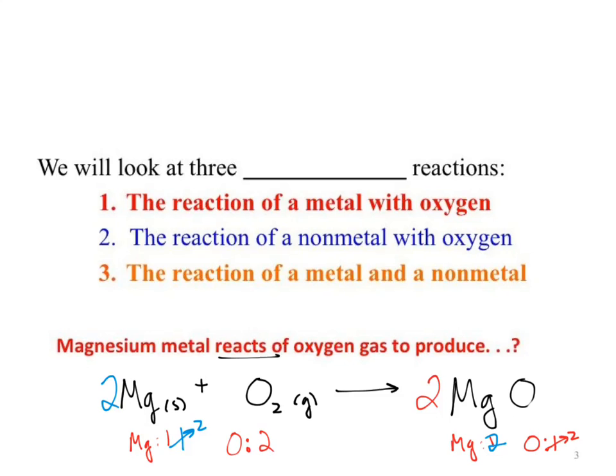How many oxygens do we have on the reactant side? How many oxygens do we have on the product side? Does that balance? Yes. We changed a number, so what do we have to do? Go back again. How many magnesiums do we have? 2 and 2. How many oxygens? 2 and 2. What do we do now? Good man. You check it again.